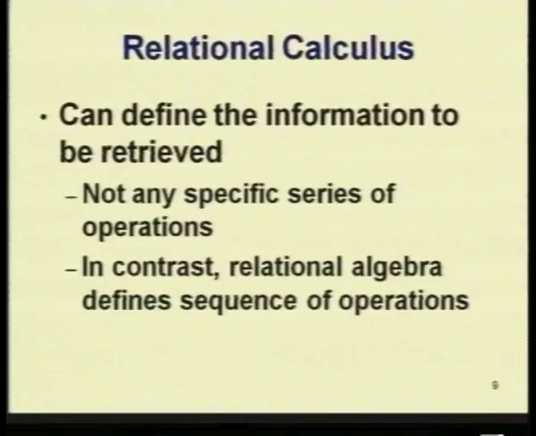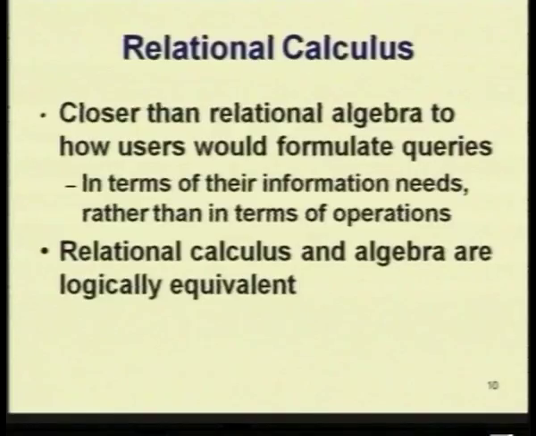So what actually is specified? It does not, as already told you, give you a series of operations. In contrast, relational algebra is based on the sequence of operations. So what does relational calculus actually tell you?